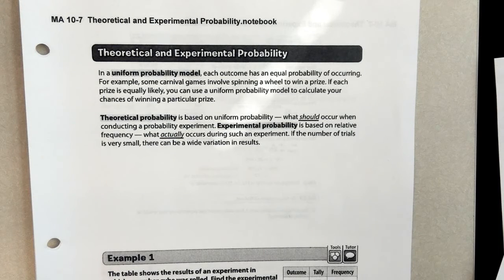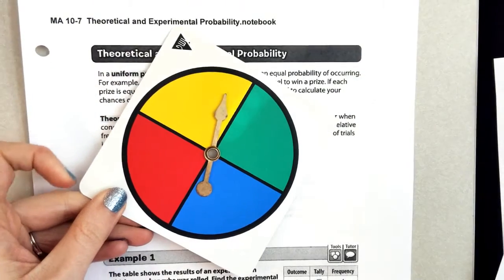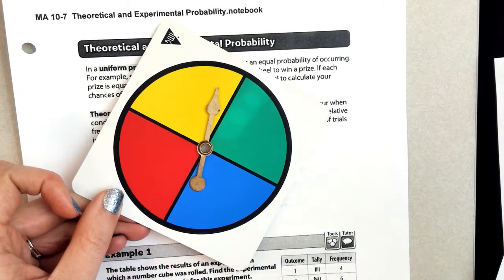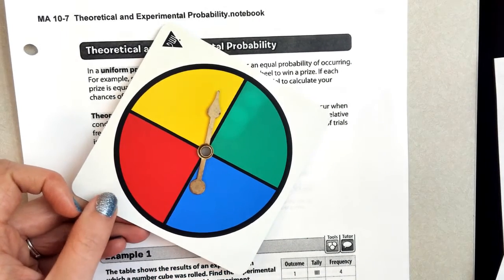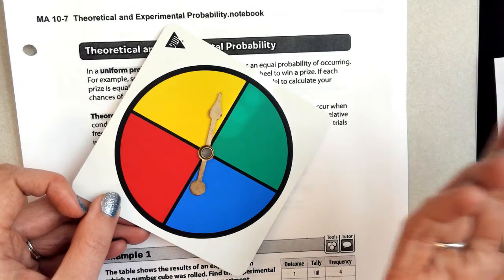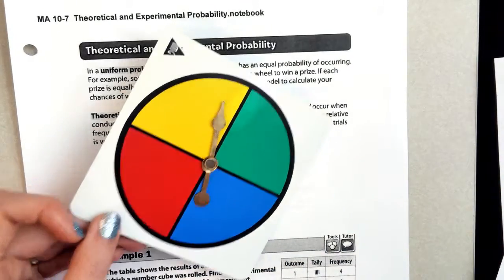So lesson 7 in chapter 10 talks about theoretical and experimental probability. At the top it says, in a uniform probability model, each outcome has an equal probability of occurring. This would be a uniform probability model because each color is the same size. If a section for the red was maybe smaller than the section for the green, that would not be a uniform probability because one part would have a higher chance of happening than the other.